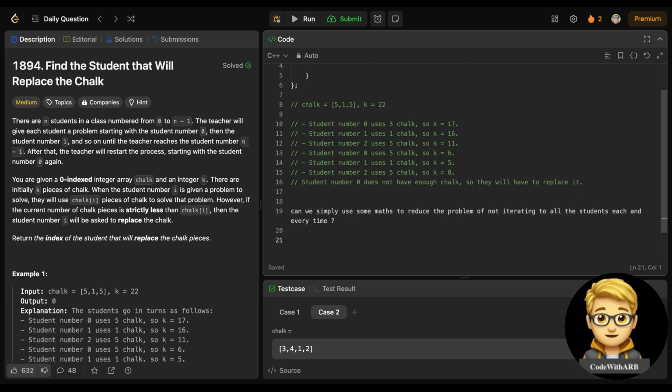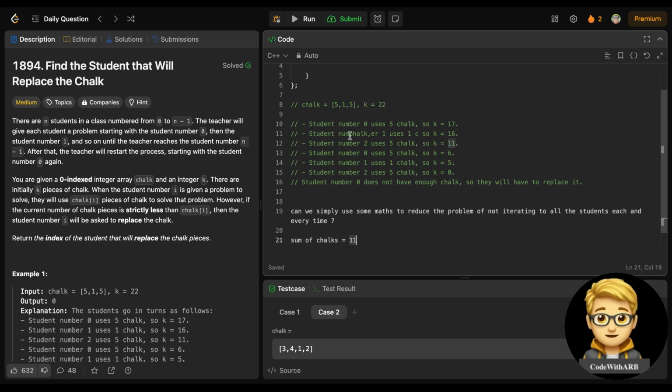One thing you observe here is that this is the same repeating process: 0 1 2, again 0 1 2. So basically, can we simply divide the number of chalks? See what I am saying: what would the sum of chalks be? If I just take the sum of chalks, that would be 5 plus 5 plus 10 plus 11, and the total number of chalks is 22.